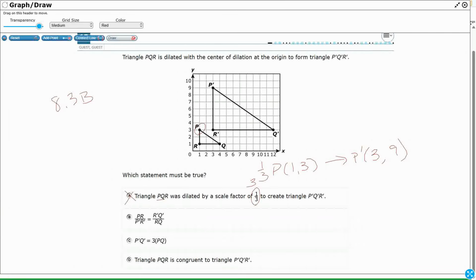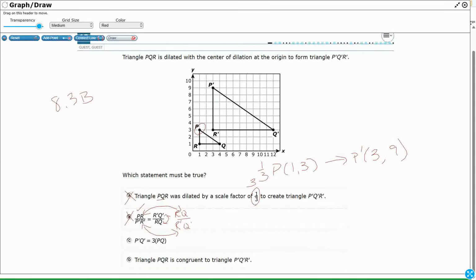We have a proportion here, so PR over P prime R prime, so that's fine. But if you're going to do R prime, Q prime, and RQ, you need to reverse these, right? This would work if you had RQ over R prime, Q prime. You need the original side over the dilated side, and then have those both in the same position, numerator, denominator. So that's not going to work either.